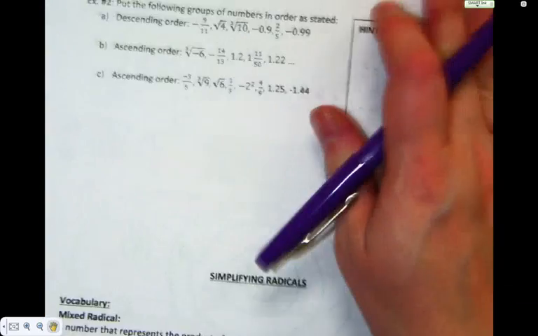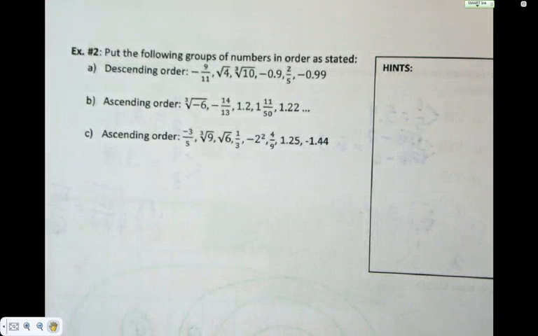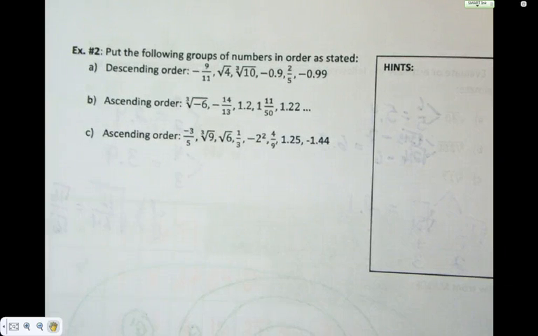Here's the same questions you would have done last year. It's just now we're adding cube roots and fourth roots and all these great numbers in there. Put the following groups of numbers in the order as stated. So A, we're going to do descending order. We've got negative 9 over 11, root of 4, cube root of 10, negative 0.9, 2 fifths, negative 0.99.